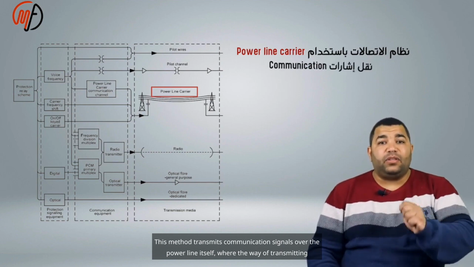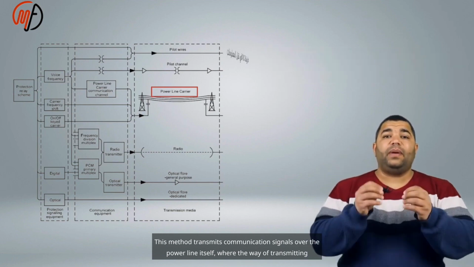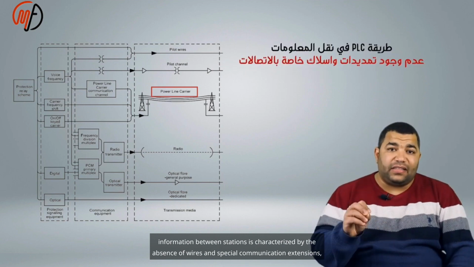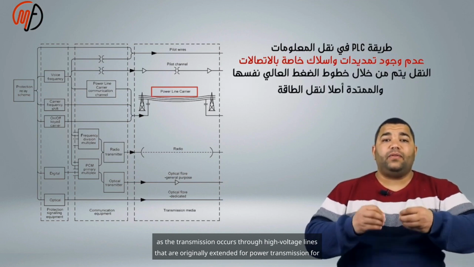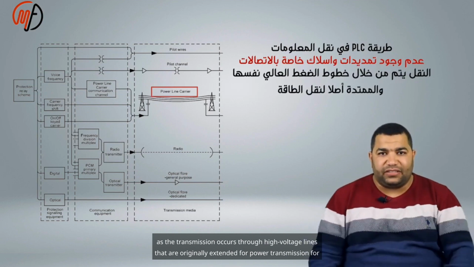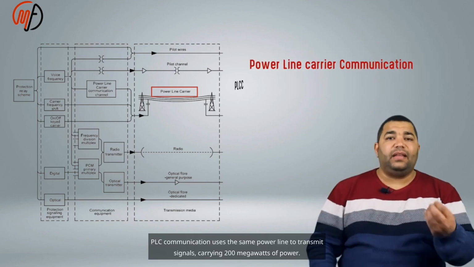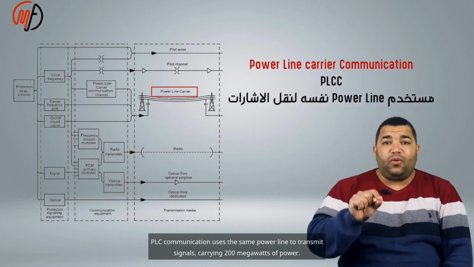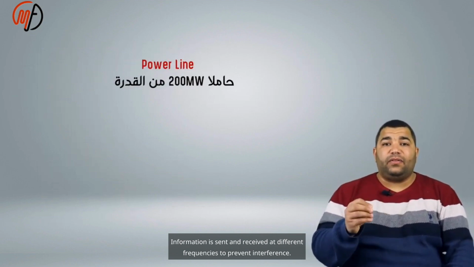The power line carrier method transmits communication signals over the power line itself, where the way of transmitting information between stations is characterized by the absence of wires and special communication extensions. As the transmission occurs through high voltage lines, which are originally extended for power transmission, it is called PLC communication. It uses the same power line to transmit signals, carrying 200 megawatts of power, while also transmitting information up to 10 watts. Information is sent and received at different frequencies to prevent interference.